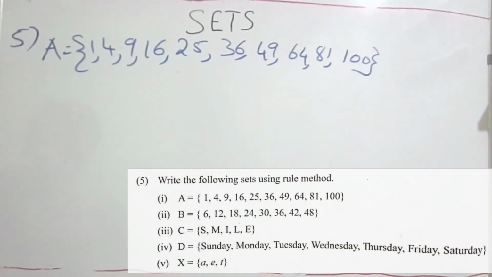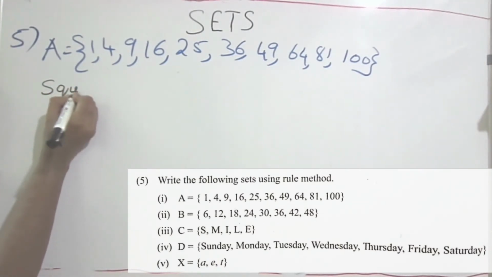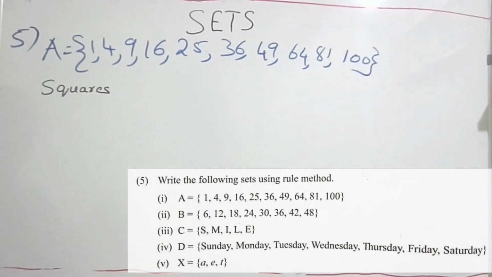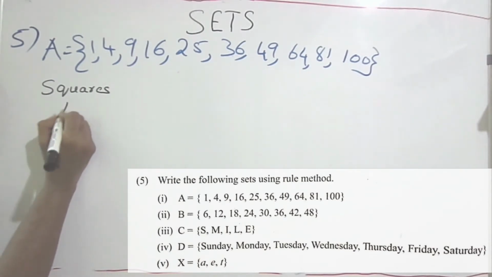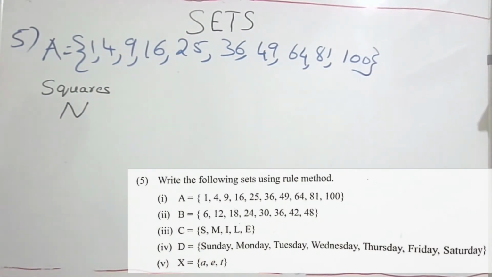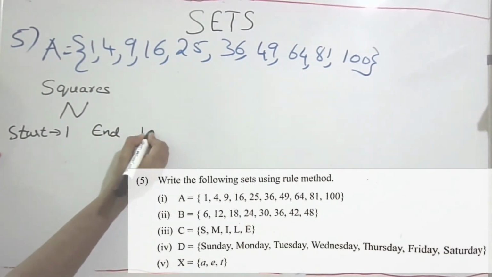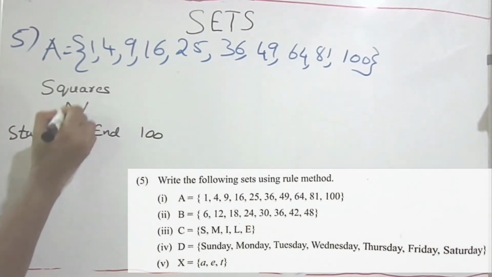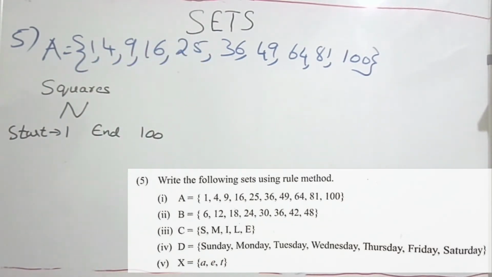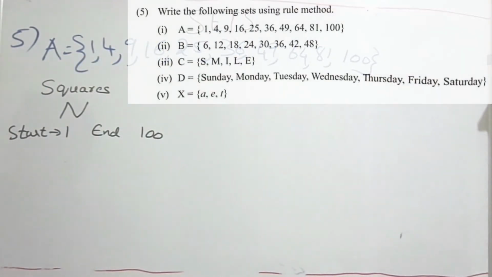What do you feel those numbers are? Yes, you are right. They are all squares. That is the first thing. Next, what kind of numbers are they? All are natural numbers. Yes, that also is true. Next, you can see they start from 1 and they end at 100. So all these three conditions should be written in the set builder form.